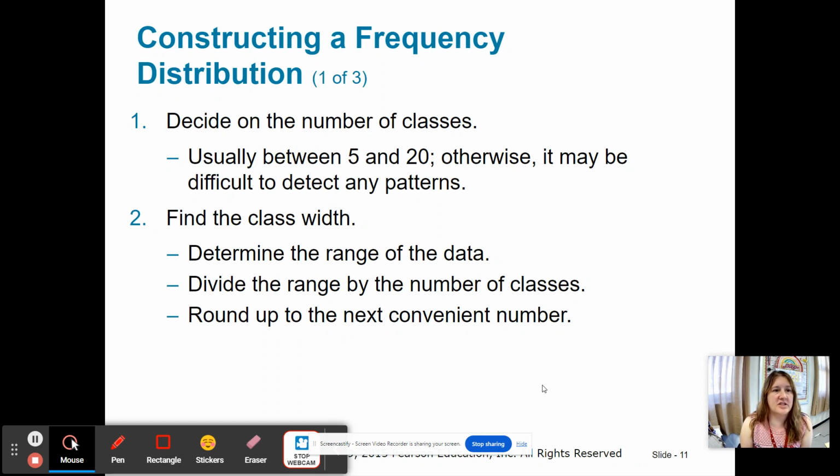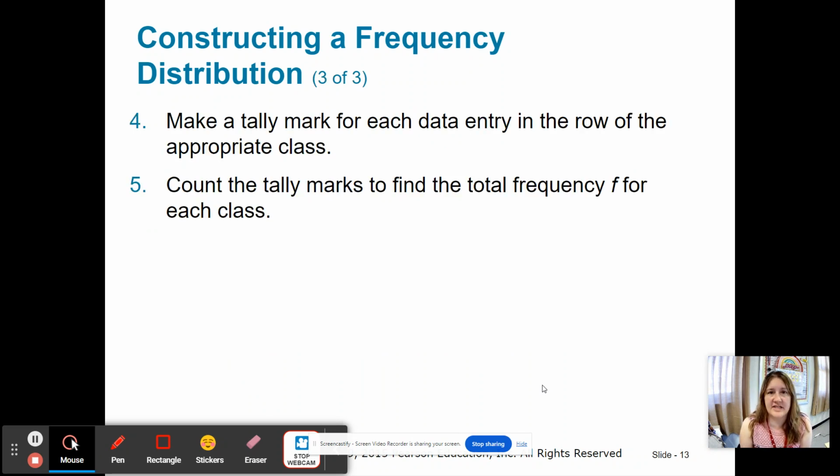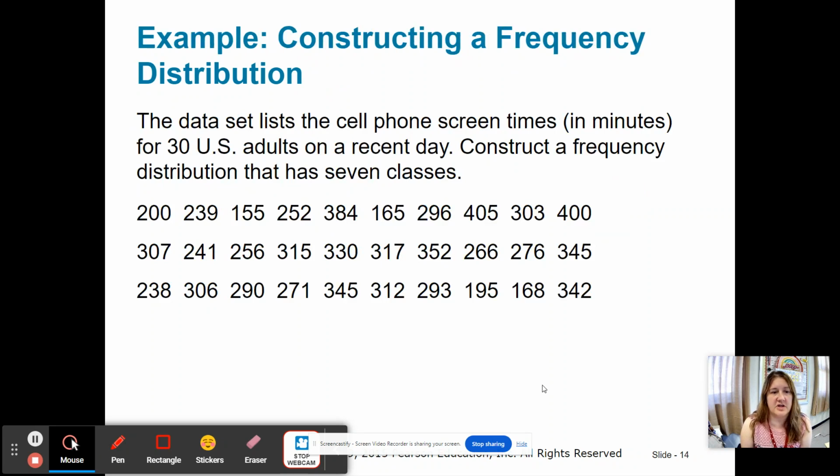When we construct a frequency distribution, you will never decide on the number of classes; that will be given to you. You're going to determine the class width using a formula. You're going to find the class limits, and then you're going to make a tally for each data entry and count the tally marks for the frequencies.